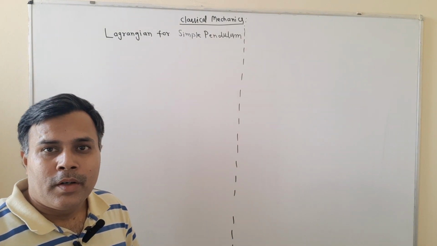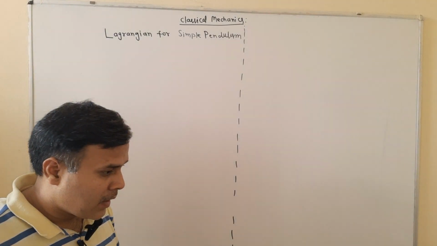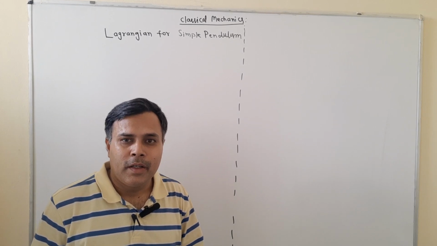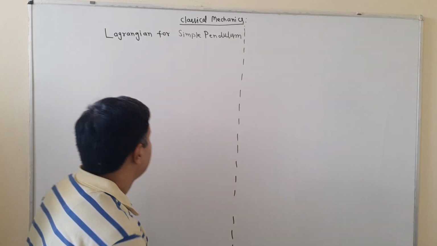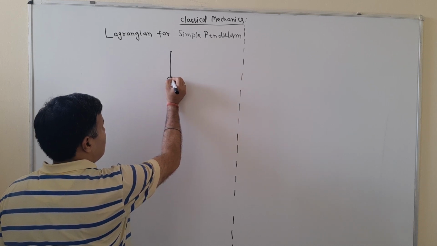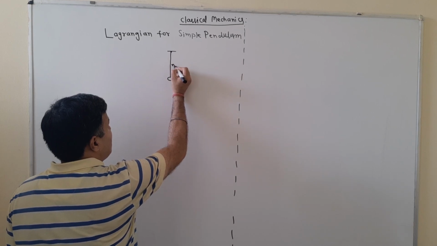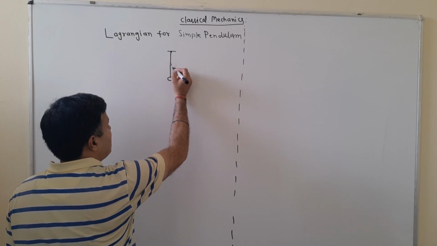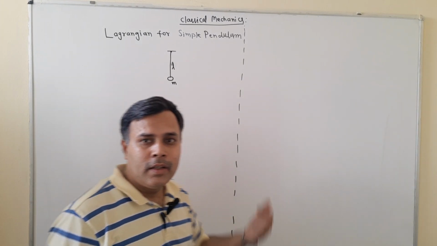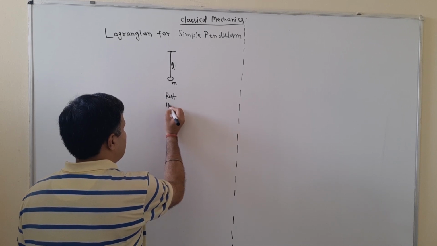Before going to discuss the concept of Lagrangian, let me explain what a simple pendulum is in one word. A simple pendulum is a system in which a bob of mass m is attached to a massless string of length L, which is shown in this figure, and this is again the rest position.